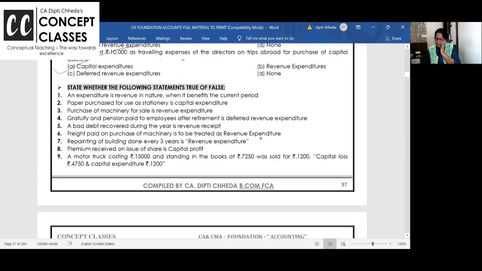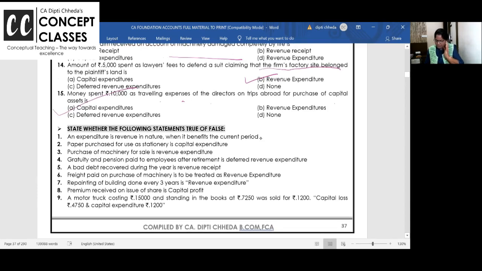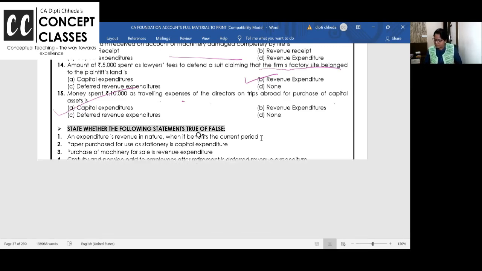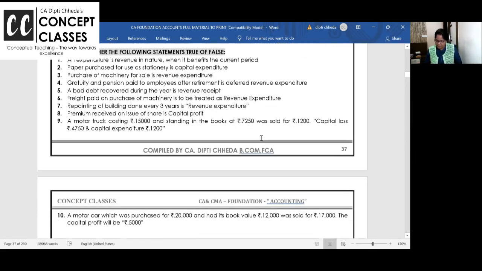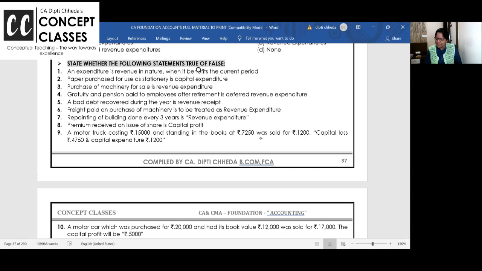Let's do this true and false also. Now I'm not giving time, I'm discussing. Again, it's true and false with reasoning. First one: expenditure is revenue in nature when the benefit is in the current period. True. If the benefit expires in the current period, it's a routine expense. Paper purchased for use as stationery: it's a capital expenditure. False. Paper bundles and all you purchase, you write off as routine revenue expenditure.